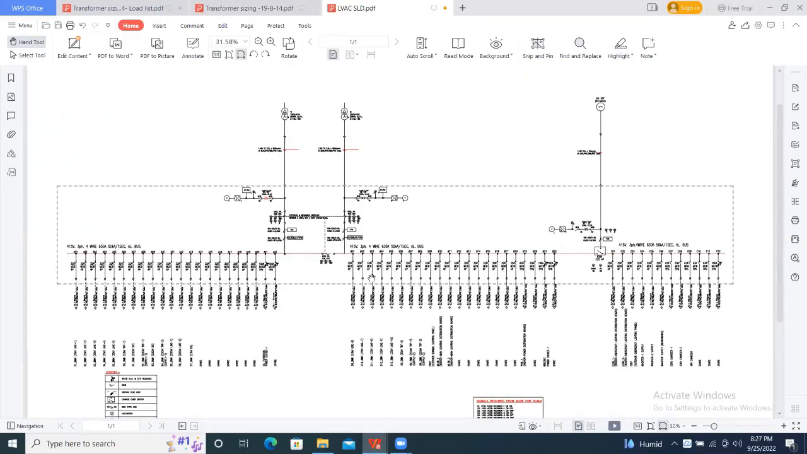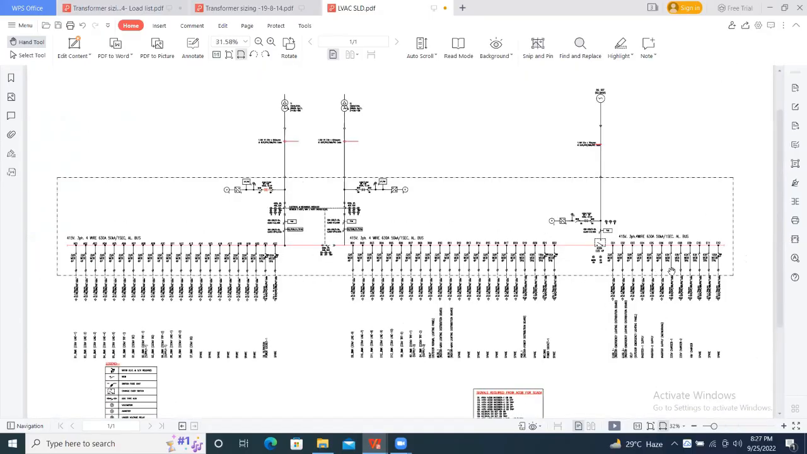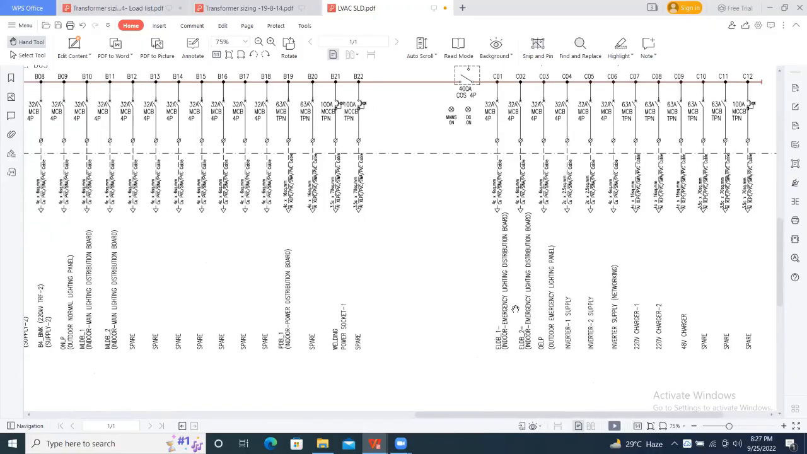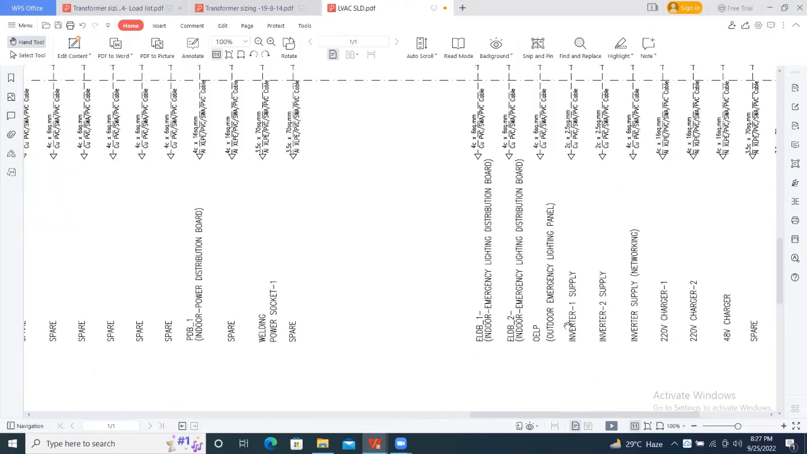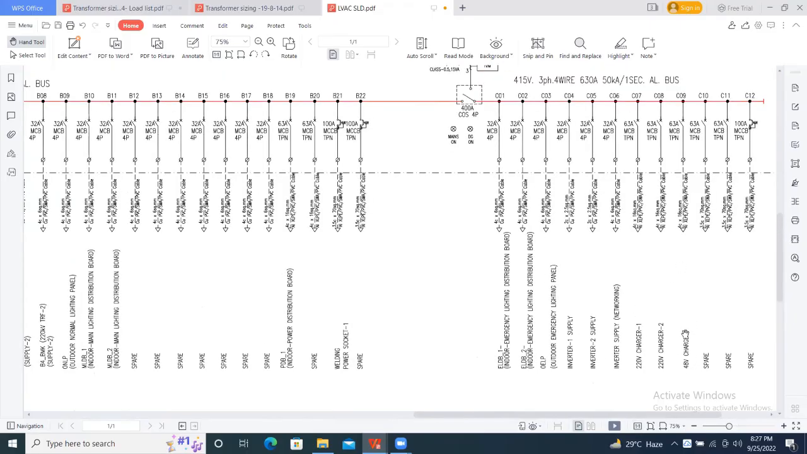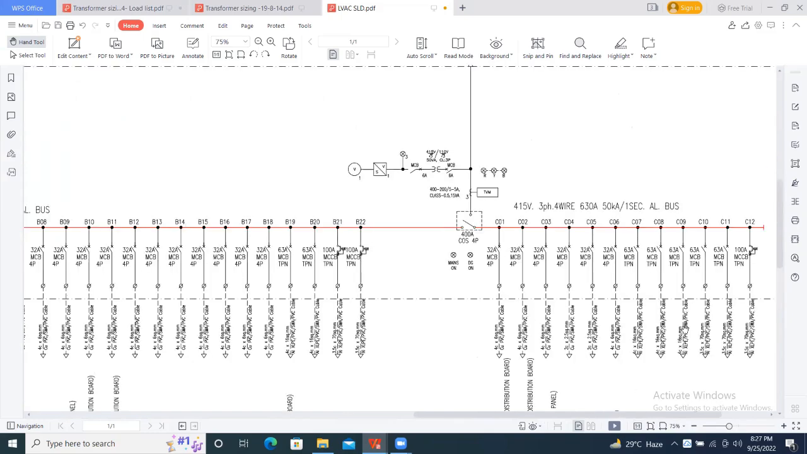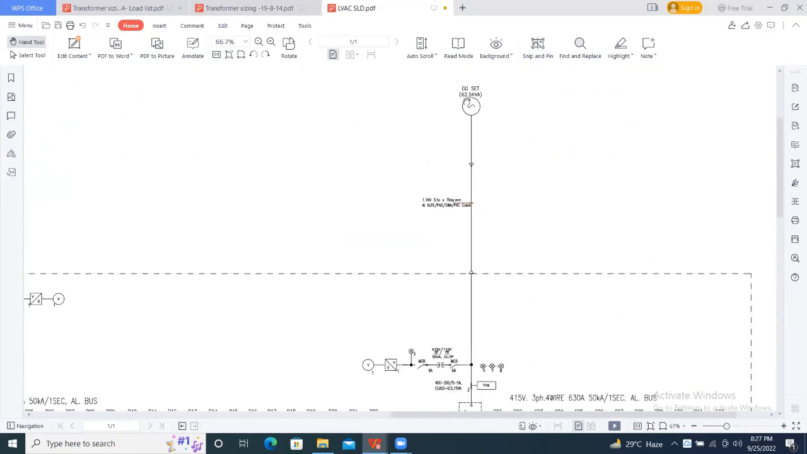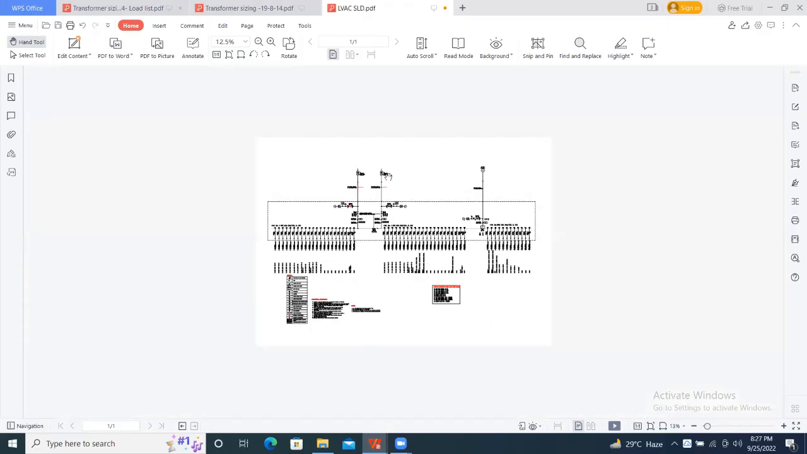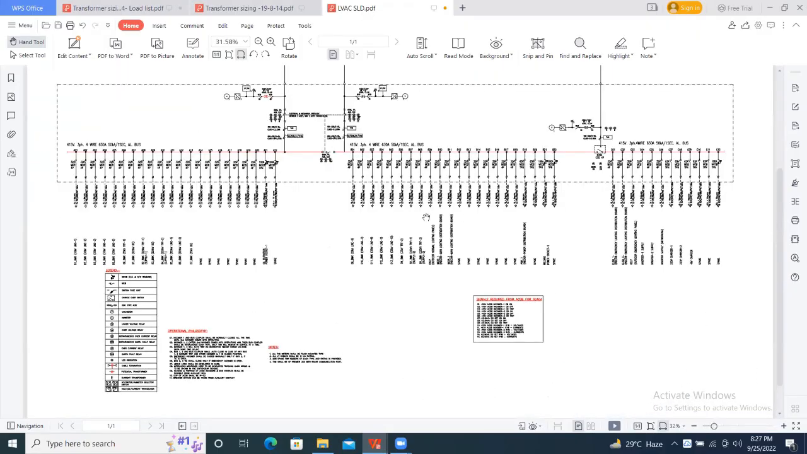And this feeds these loads, and this feeds these loads, as well as the emergency loads. In the emergency loads, you can see what the emergency loads are: lighting loads and inverters and 220 volt chargers, batteries, and 48 volt chargers for the OPGW, for fiber optic telecommunication for SCADA purpose. And this is the DG set. The rating of the DG set, the rating of the transformers, and the rating of the battery bank, we have to discuss in the coming sessions.